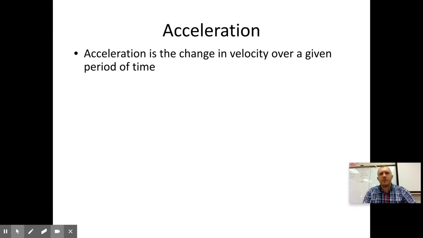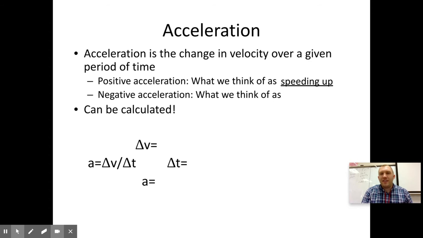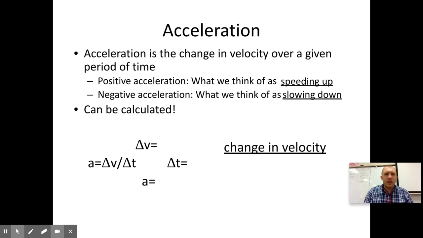Let's see what that looks like. So acceleration is a change in velocity over a given period of time. Positive acceleration is thought of as speeding up. Not always, but usually. And negative acceleration is what we think of as slowing down. And this can be calculated. Just like velocity can be calculated, acceleration can be calculated.